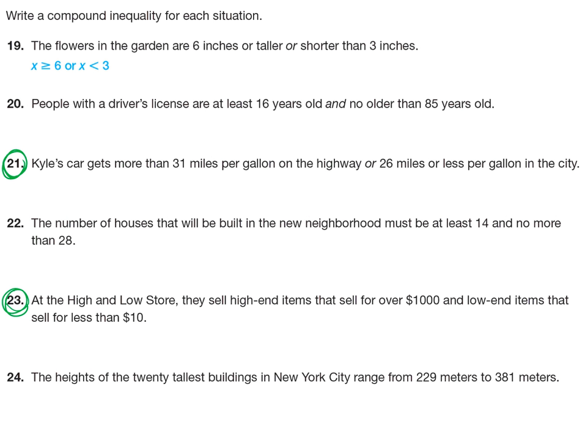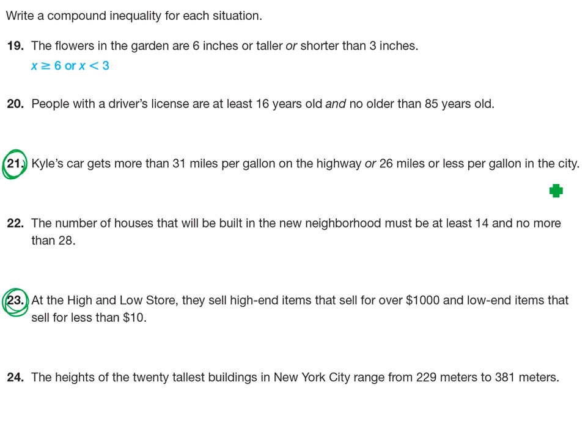Let's jump to question 21. The directions are write a compound inequality for each situation. There's two flavors of compound inequality. We can have those that are joined by or those that are joined by and. If they're joined by and, of course, we can write them in their compact form, which is what we've been doing so far exclusively. Kyle's car gets more than 31 miles per gallon on the highway, or 26 miles or less per gallon in the city.